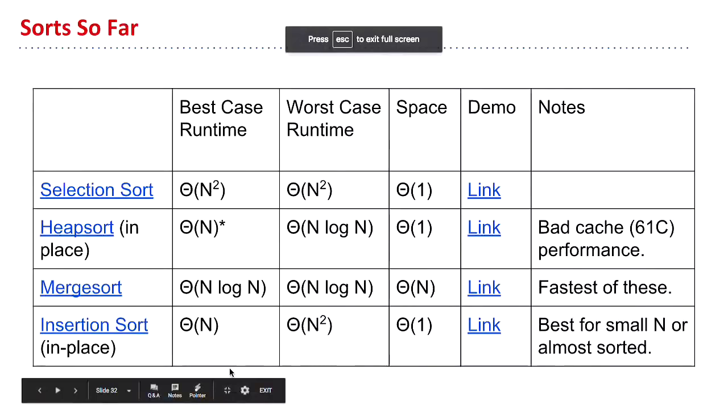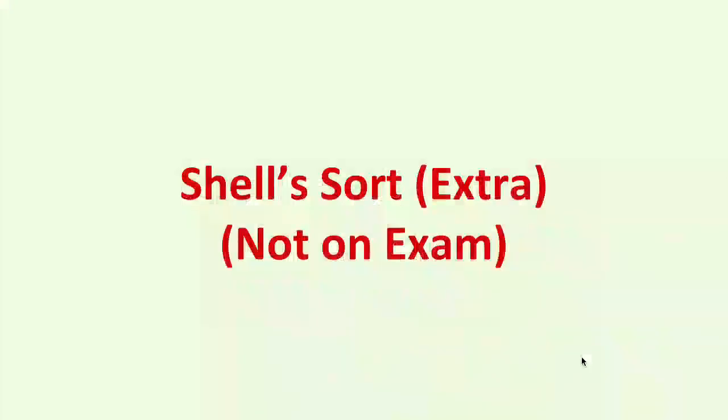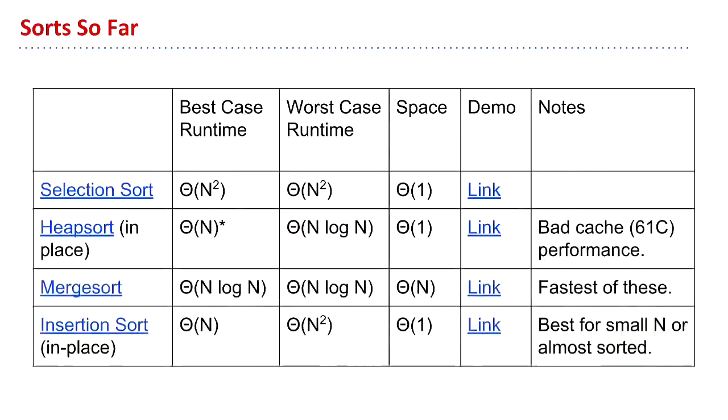So to summarize, we have 4 sorts of our day. We have selection sort, heap sort, and merge sort. Merge sort is the fastest of those so far, and insertion sort is best for these funny little cases, small n or almost sorted. So that's it. If you want an even weirder sort, that's like insertion sort plus, there's shell sort. But next lecture, we're going to pick up with my very favorite sort of all, which is quick sort.